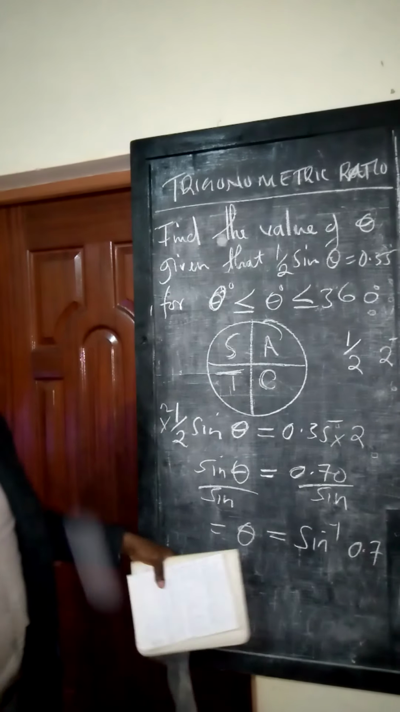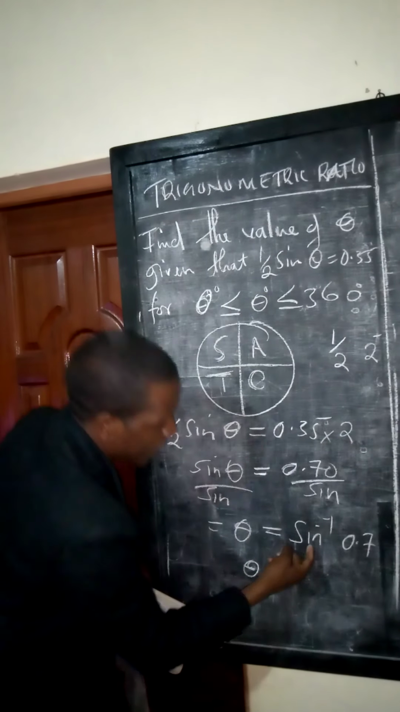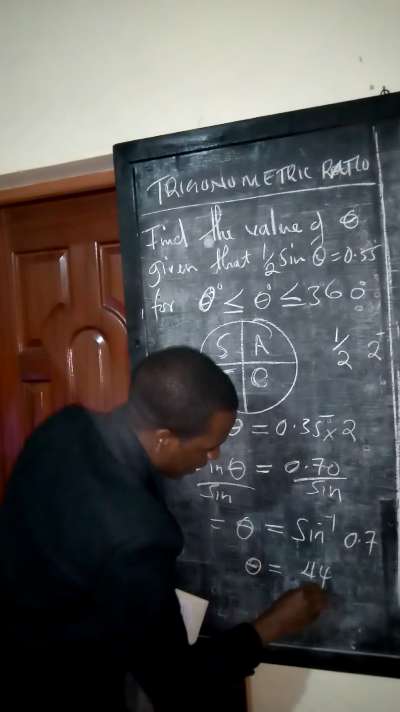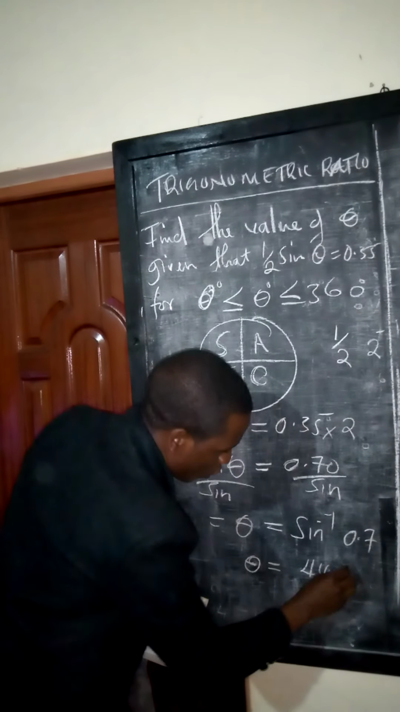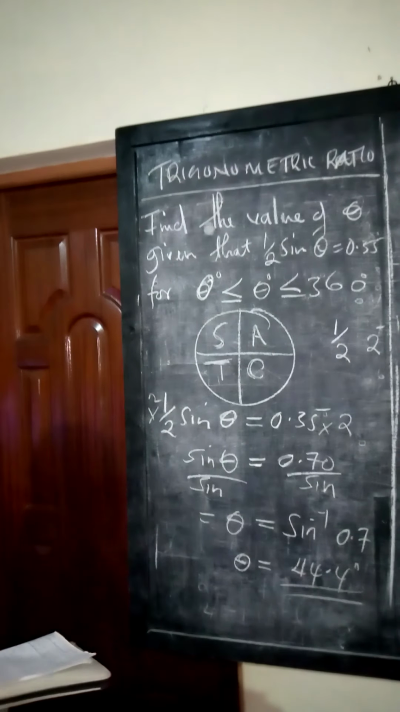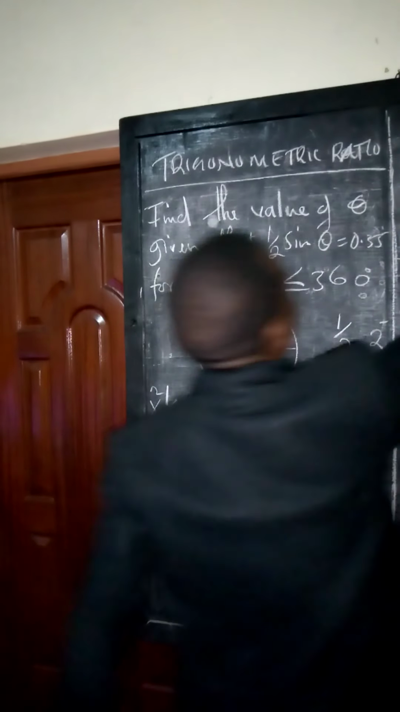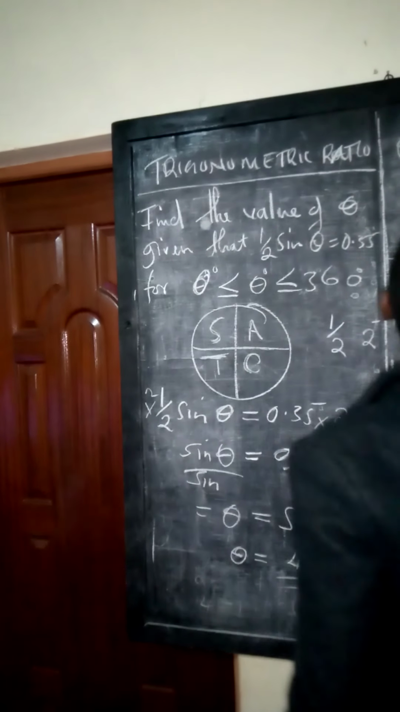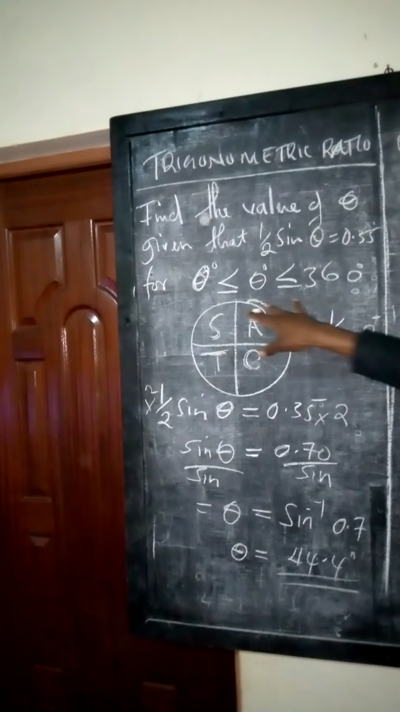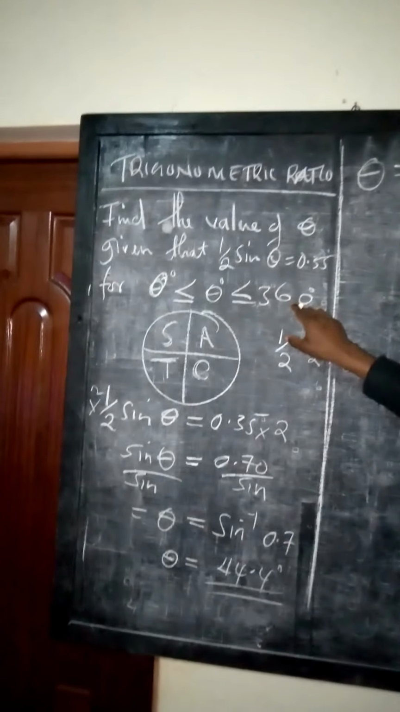So in our case here, this is the same as sin inverse 0.7. If you use your calculator, you find that theta is equals to 44.4 degrees. Therefore, the first value of theta is equals to 44.4 degrees. But remember, we are finding a range of angles from 0 to 360 degrees.